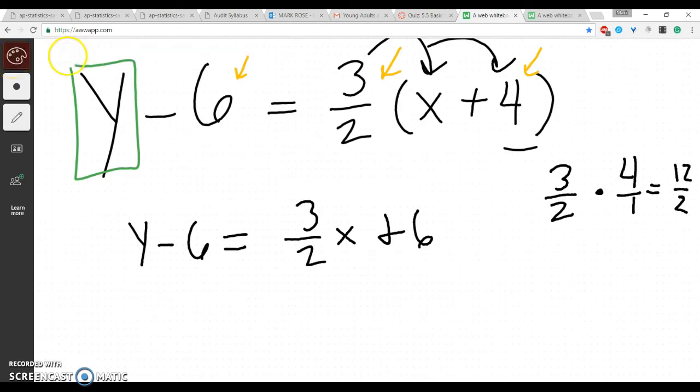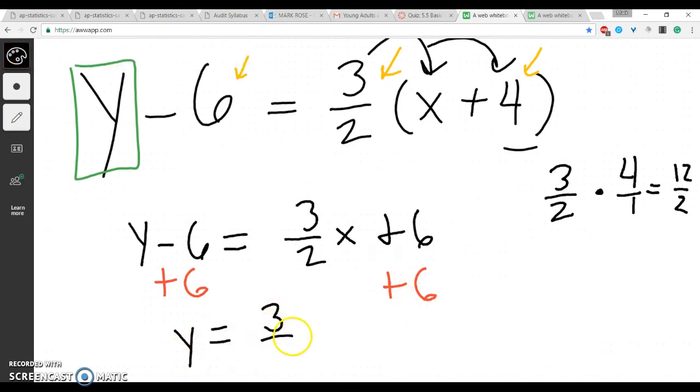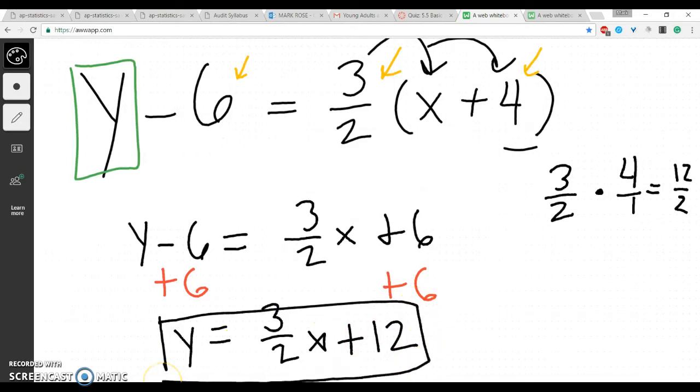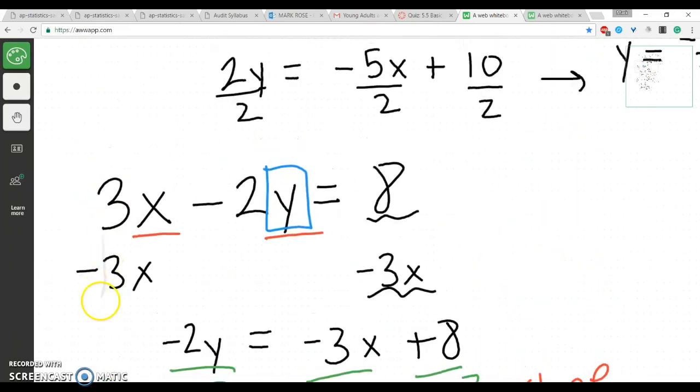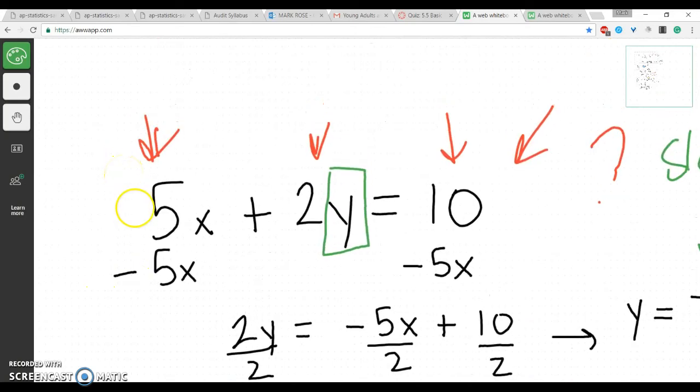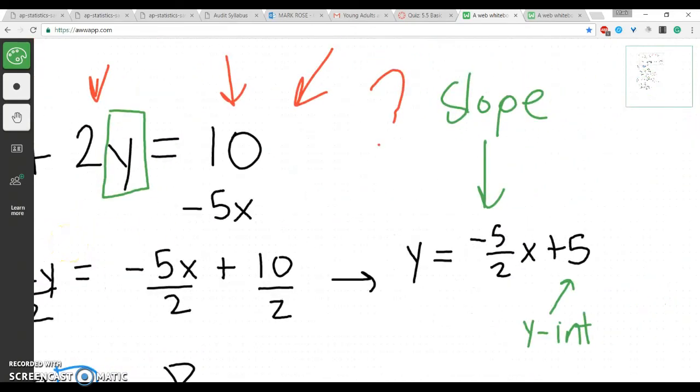And now we're going to get this 6 to go to the other side and add 6, add 6. So this would give me y equals 3 over 2x plus 12. And again, this makes it really easy to decide what my slope is and what my y-intercept is. Okay. So that's how we convert things from the different forms like this, which would be called point-slope form, this, which would be called standard form, and this, which would be called standard form, and how we get it into slope-intercept form.